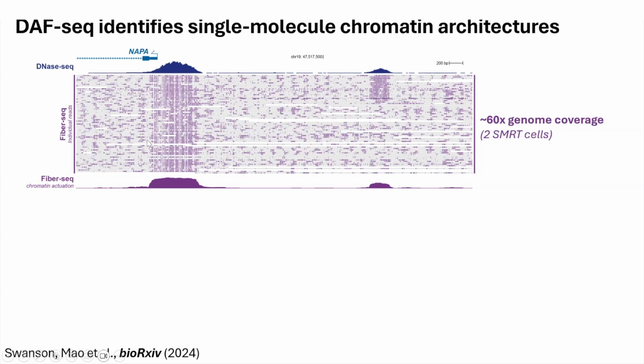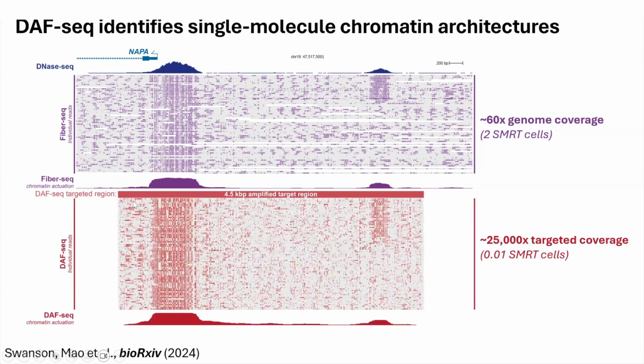But one of the benefits of the DAF-seq approach, unlike Fiber-seq, is that if we're only interested in one area of the genome, say this area that's only around 4,000 base pairs in length, we can target that area and selectively amplify it and get really high coverage of how exactly this specific area is being regulated. And this is nice because it enables us to go really deep in identifying rare variants, which I'll go over in a couple of slides from now.